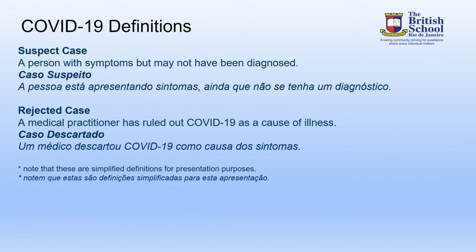A suspect case. This is a person with symptoms but may not have been diagnosed. We shall explain this later. A rejected case is when a medical practitioner has ruled out COVID-19 as a cause of illness. A suspect case will need to be rejected before a student can return to school.